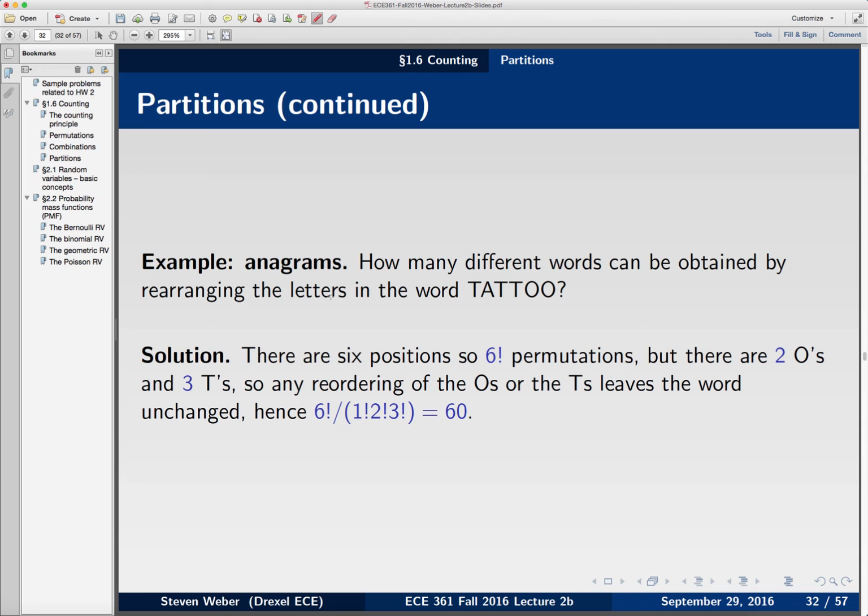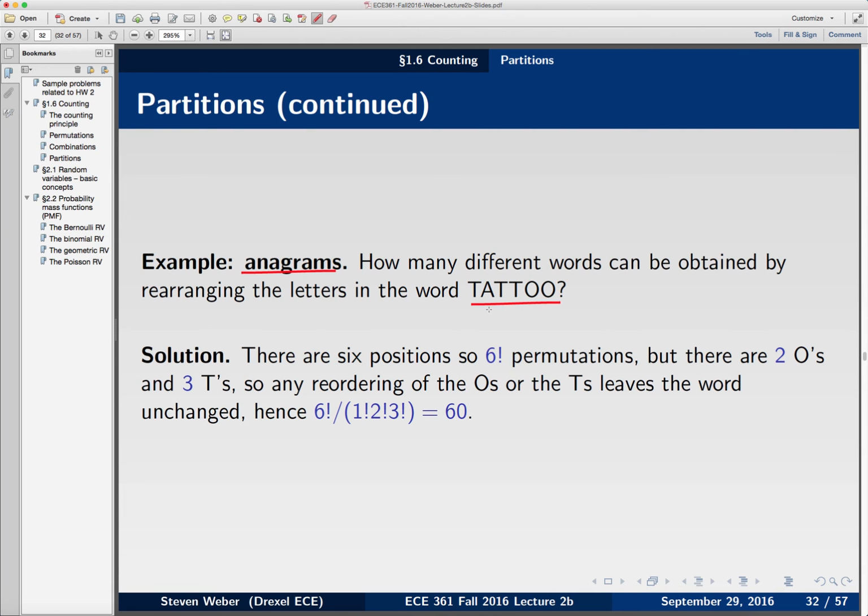There are two basic combinatorial principles for which partitions are very useful. The first one is illustrated through this anagrams example. Let's consider the word tattoo. It has 6 letters, 1 A, 2 O's, and 3 T's. I want to know how many different words can be obtained by rearranging those 6 letters. Here, different means that the T's are indistinguishable, as are the O's.